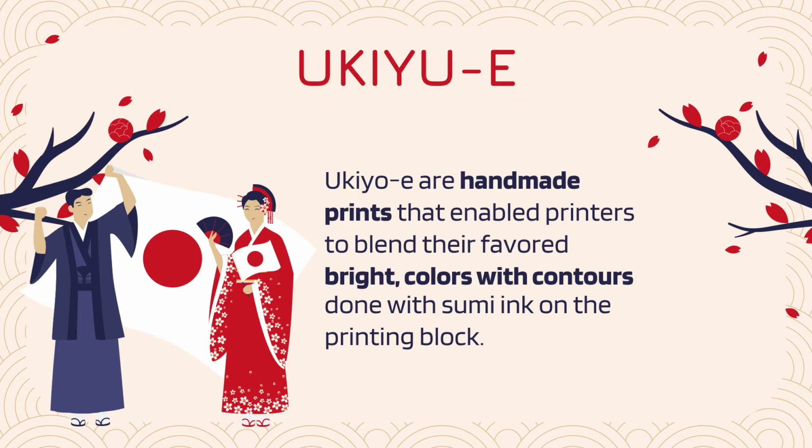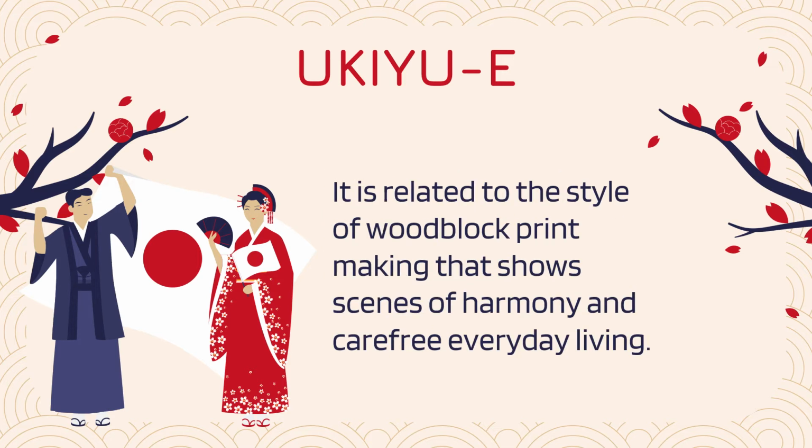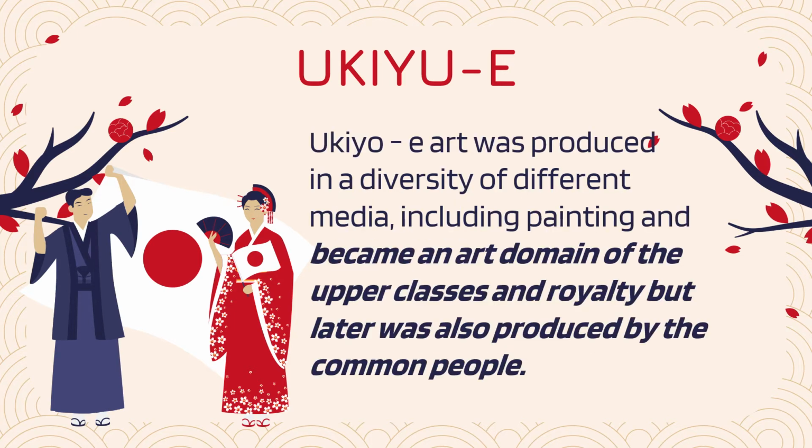Ukiyo-e are handmade prints that enabled printers to blend their favored bright colors with contours done with sumi ink on the printing block. It is related to the style of woodblock printmaking that shows scenes of harmony and carefree everyday living. Ukiyo-e art was produced in a diversity of different media, including painting, and became an art domain of the upper classes and royalty but later was also produced by the common people.